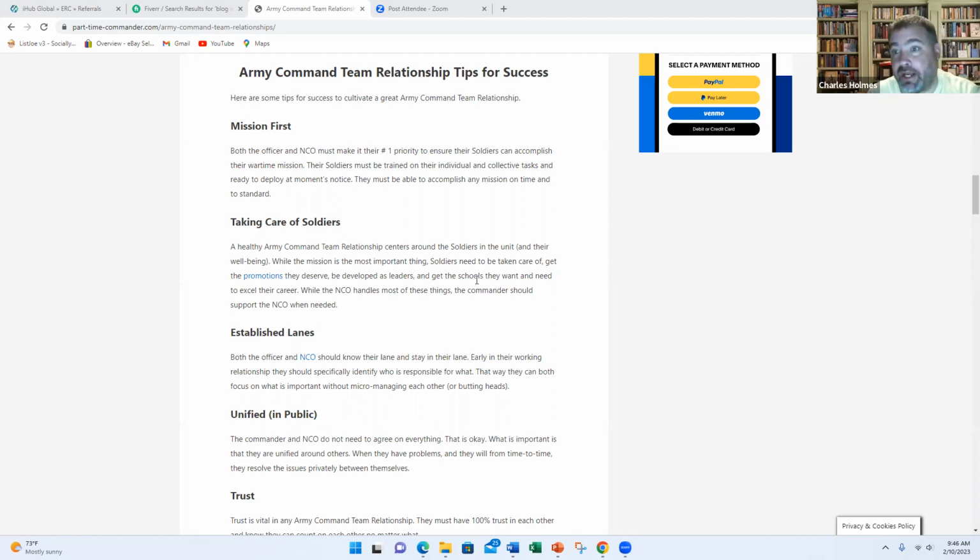Number three, establish lanes. You need to sit down with your counterpart and identify who is responsible for what. This is going to solve almost every problem you could have in a command team relationship. If you sit down and you say, look, Sergeant, this is going to be what you're responsible for. This is what I'm going to be responsible for. You can write that down. You can post it on the bulletin board. And when an issue comes up, you can quickly look at it and know who is responsible for what. So you're not stepping on each other's toes, going in each other's lane, micromanaging each other or pissing each other off. You don't want to do that.